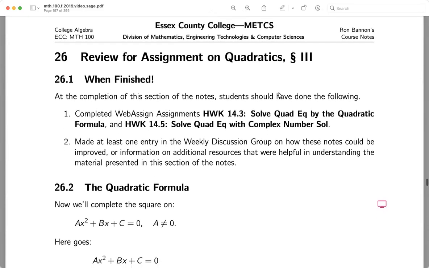Okay, we're in section 26, which is the quadratic formula, and it's the technique of solving a quadratic equation. We've had a variety of techniques, and my favorite technique is the zero product rule if it works. Then we had the square root rule. Then we did completing the square, and now we've got this quadratic formula, which you've already seen before.